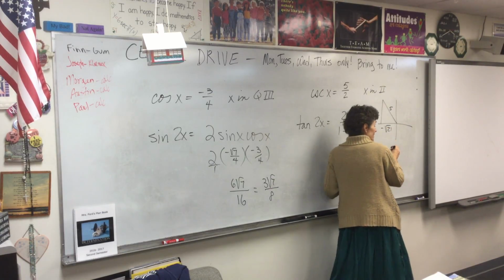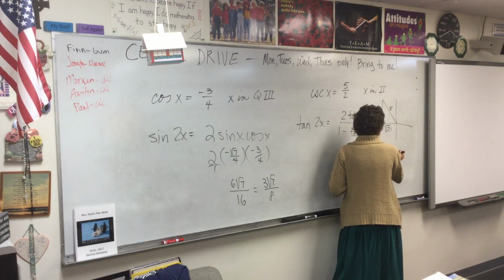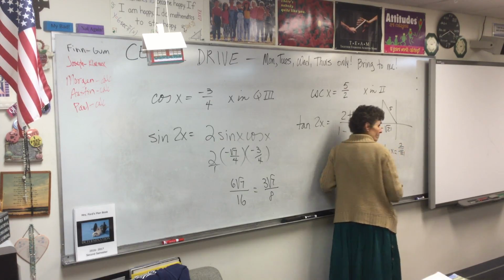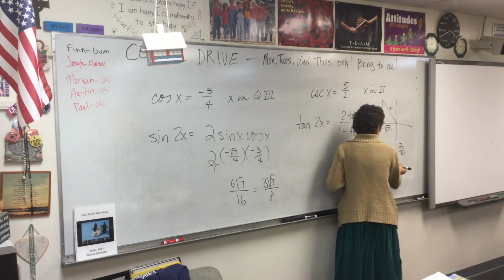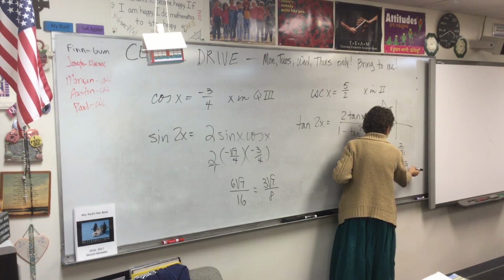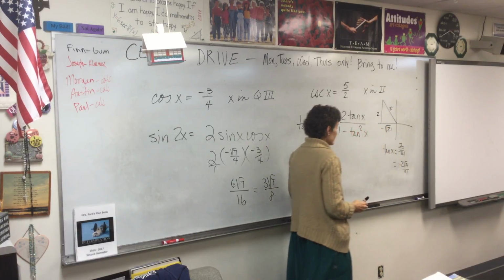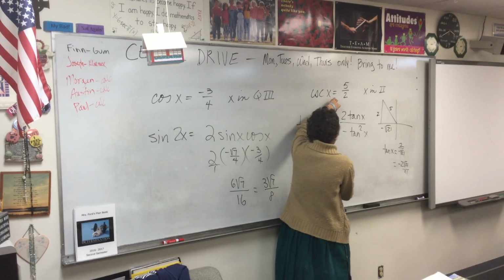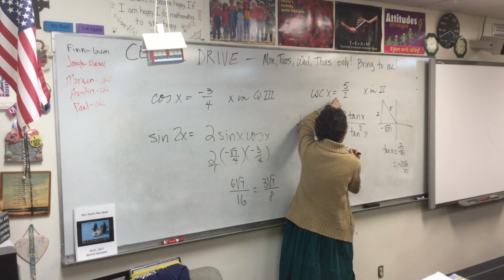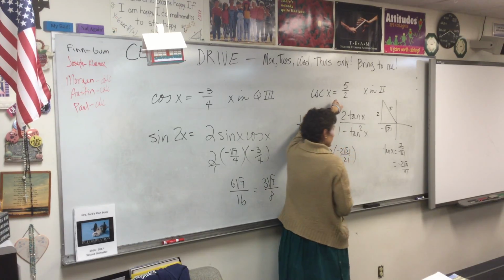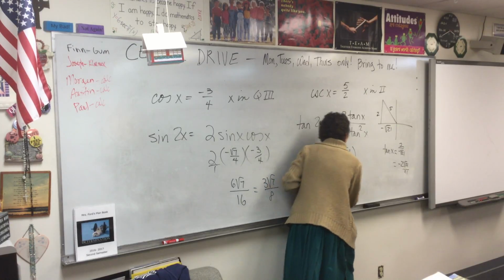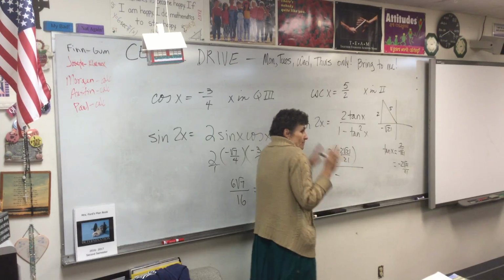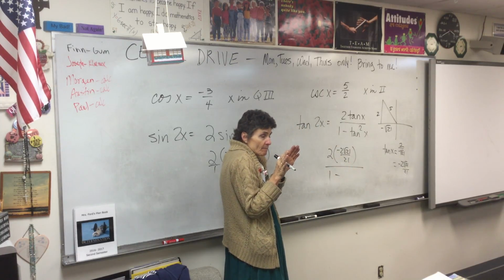Now that's kind of a mess. What is the tangent? 2 over negative root 21, which would be negative 2 root 21 over 21. That's what's getting plugged in. So here we go. 2 times negative 2 root 21 over 21 over 1 minus, all right, I'm going to cheat a little bit here.